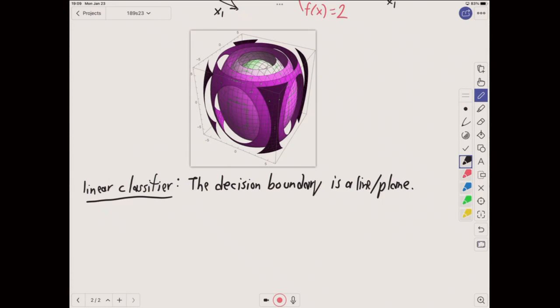But before we get there, I just want to say that a lot of the linear classifiers, maybe most of them, use a linear decision function to get to the linear decision boundary. But there are some very big exceptions, most famously support vector machines. They do not have a decision function. They just go straight to a linear decision boundary.